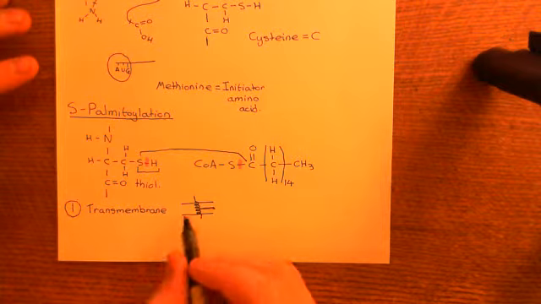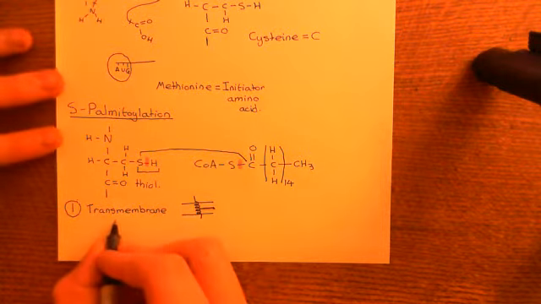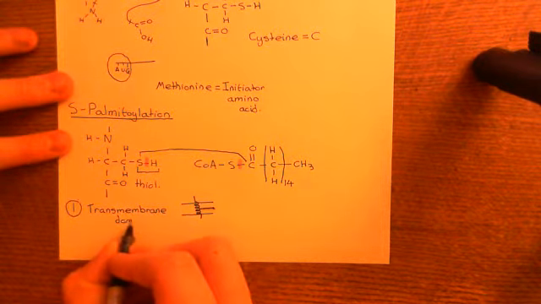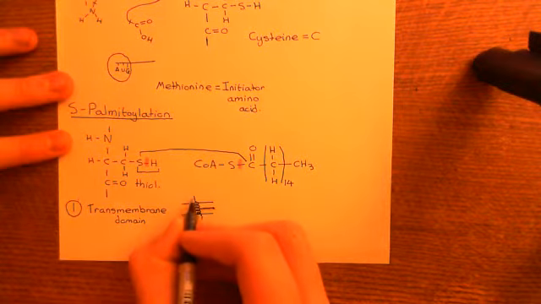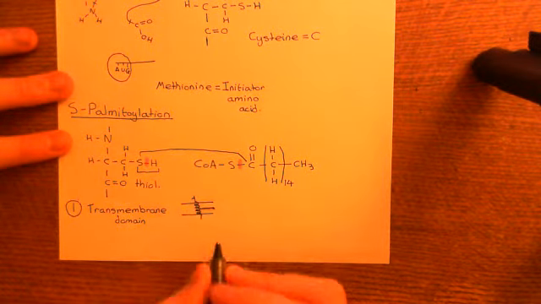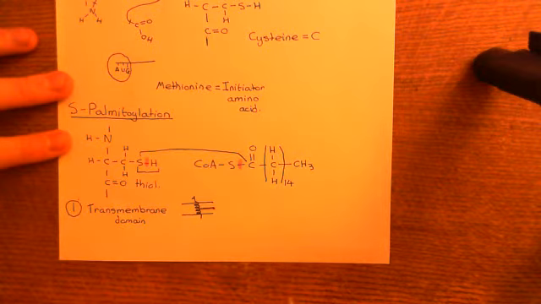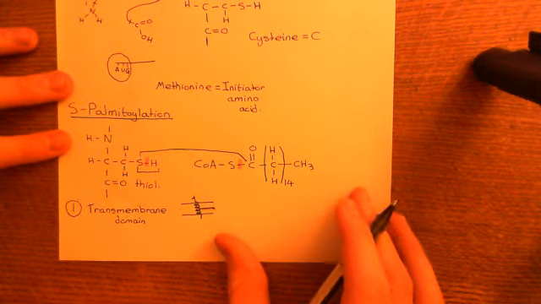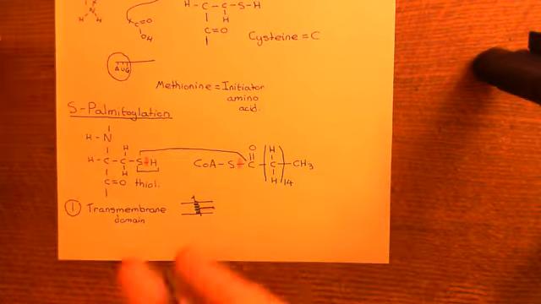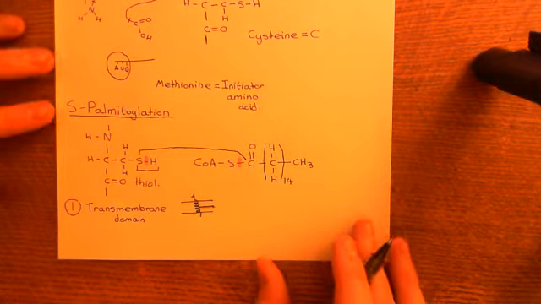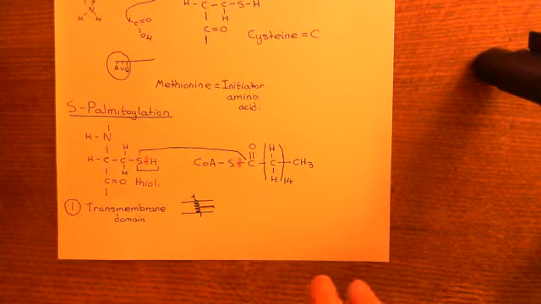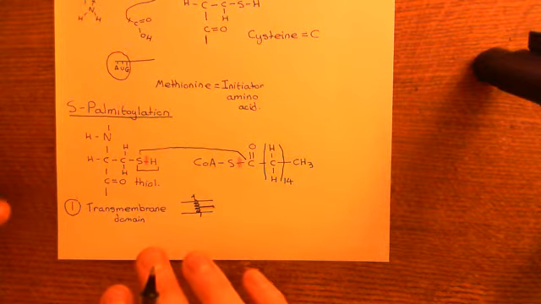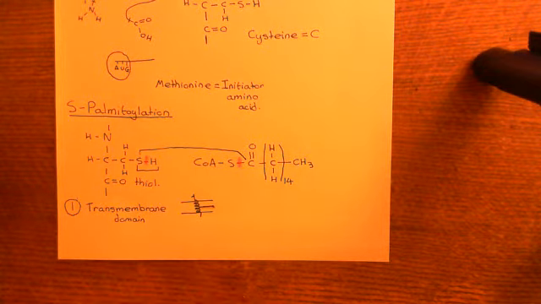So, cysteine residues within transmembrane domains or near to transmembrane domains. For instance, if you had a cysteine residue up here, it might end up getting palmitoylated, and the palmitoyl group would then implant itself into the phospholipid bilayer, and that would stabilize the protein within the membrane, basically. So that's one scenario in which we see palmitoylation of cysteine residues.